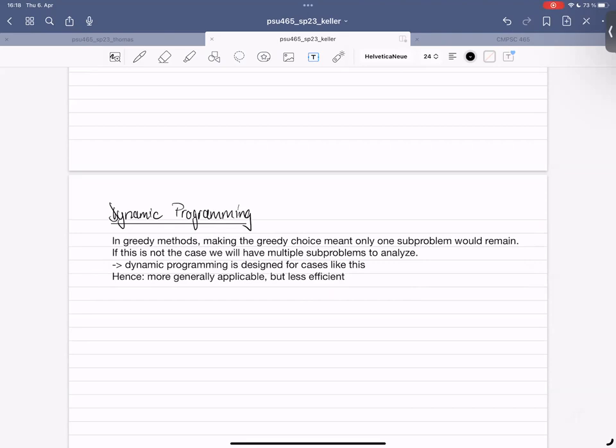The next time we introduce this with a very classical example, and then we'll see how this dynamic programming scheme really works in action. But any questions before we stop here?